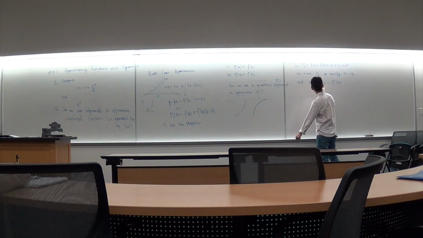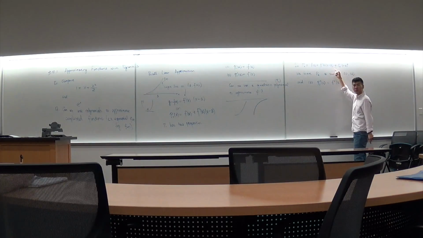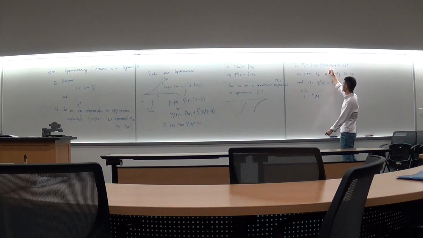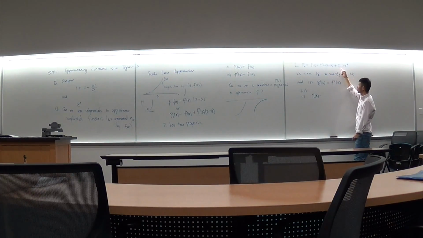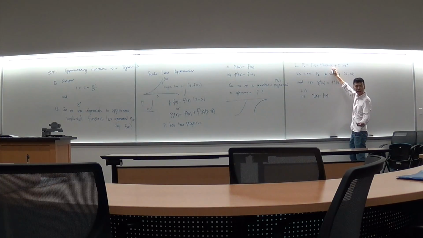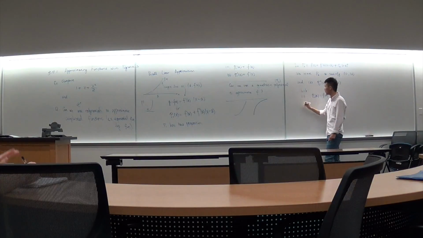So let's check. First of all, if we define P2 this way, does P2 still satisfy these two conditions? Let's check that real quick. For the first condition, what is P2 of A? Simply substitute x by A. We get f of A plus, A minus A, so this term is gone. Once again, A minus A, this term is gone. So P2 of A is equal to f of A. First one checks.